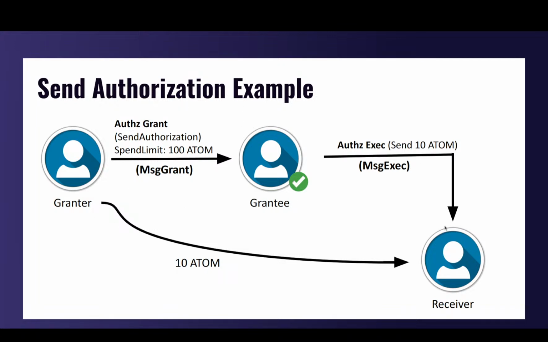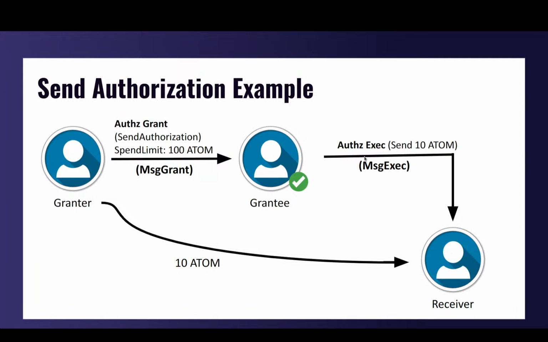Now this is an example of send authorization. Let's say there are three accounts. The first one is the grantor and the second one is the grantee. The grantor granted send authorization to the grantee with a spend limit of 100 atom. Now the grantee can execute that Authz permission. Let's say they want to send 10 atom to the third account, called the receiver.